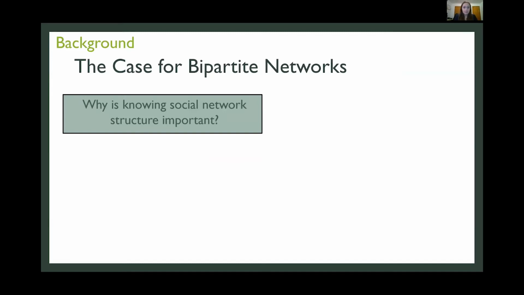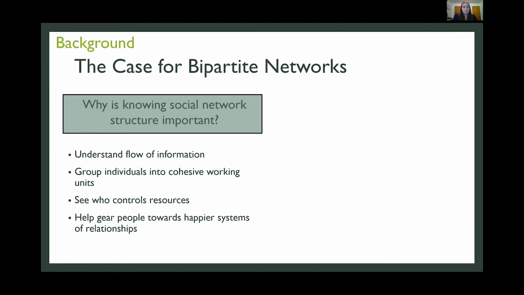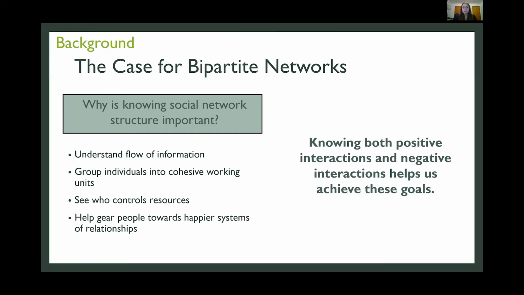So I want to make a case before we get into bipartite graphs for why we're going to need them. So knowing social structure is very important. So this can help us understand flow of information. Say we're looking at the social network of a company. We could figure out which groups of people work really well together. We could see who controls the resources of a supply chain. And ultimately, the more we know, the more we can have better working, happier groups of people. So it's helpful to know both positive and negative interactions so that we can achieve this goal.